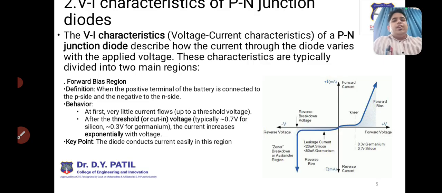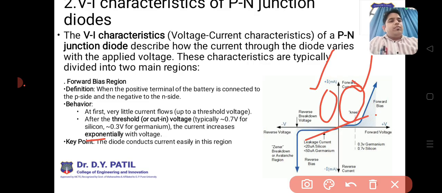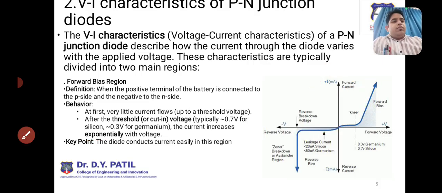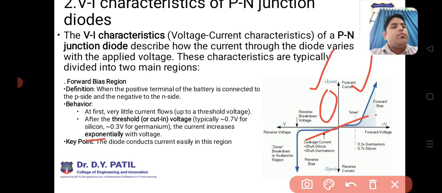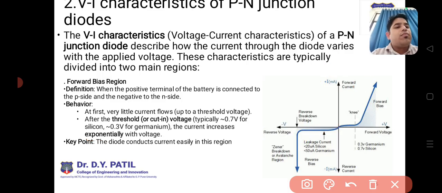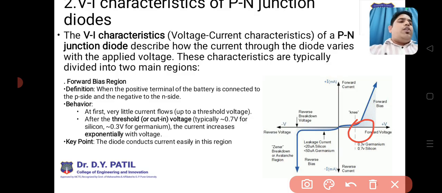As we can see, this is nothing but the knee point. Below 0.7 we call it the cutoff region. Below 0.7 and 0.3, made up of silicon and germanium, it is the cutoff region. The diode is in the turn off condition.